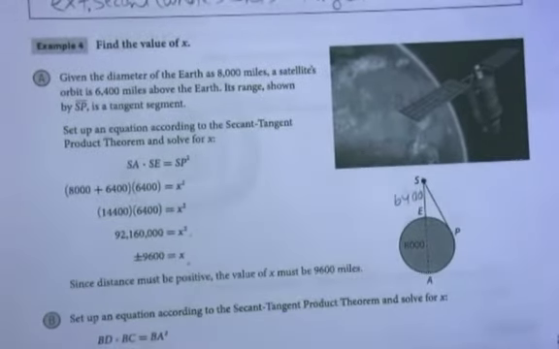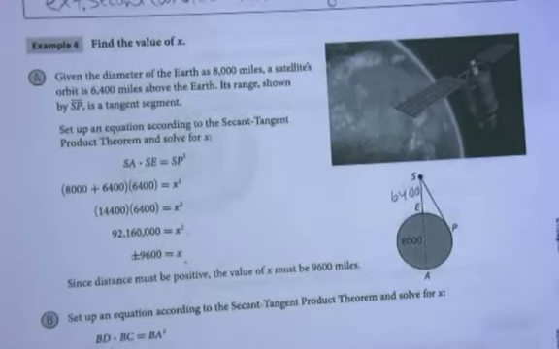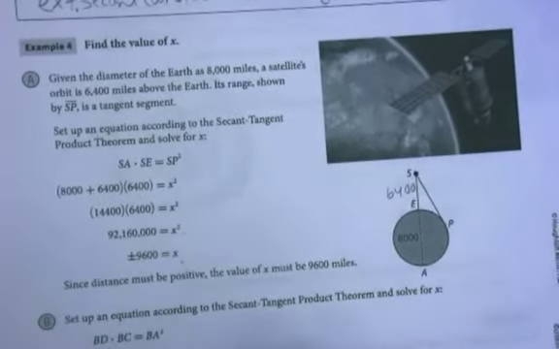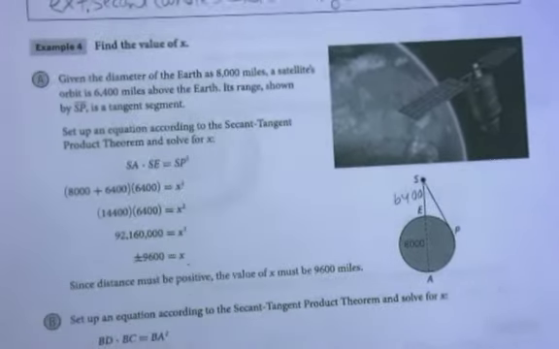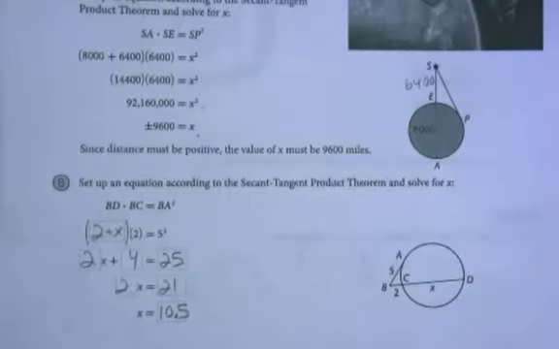Similar idea here. BD is 2 plus x, BC is 2, my tangent segment is 5, so that's why I have 5 squared there. When I distribute, I have 2x plus 4, subtract the 4 from both sides, and I have 2x equals 21, so x is 10.5.